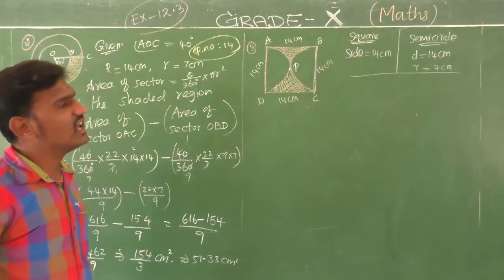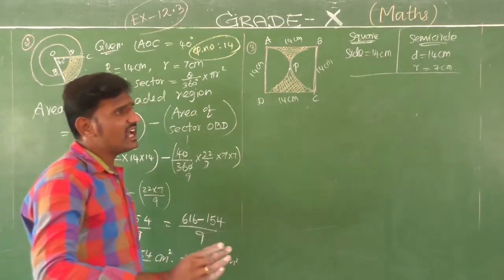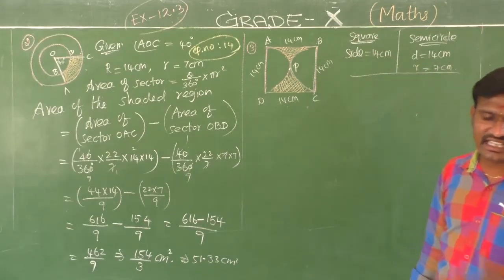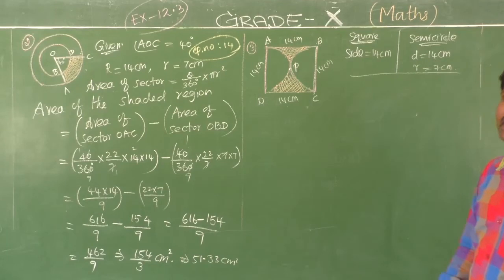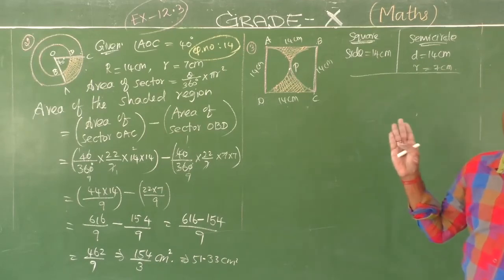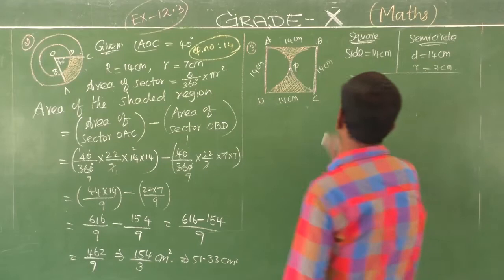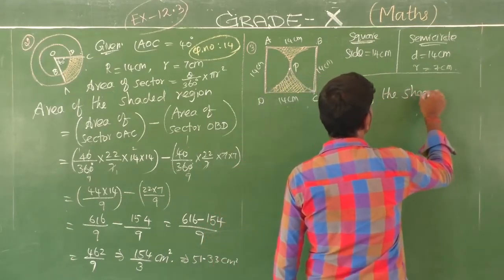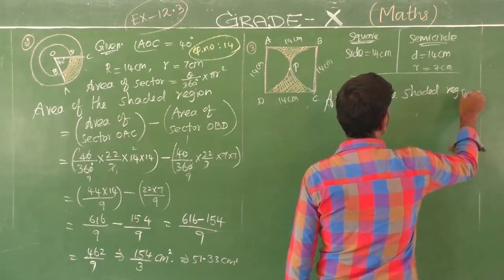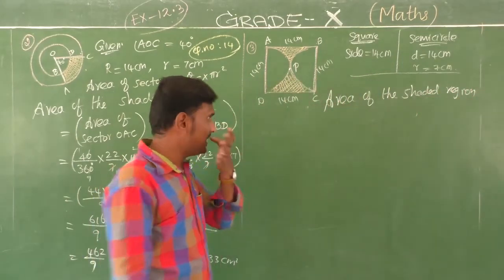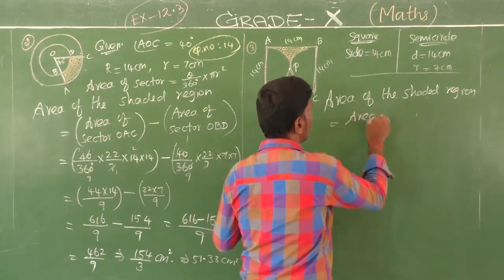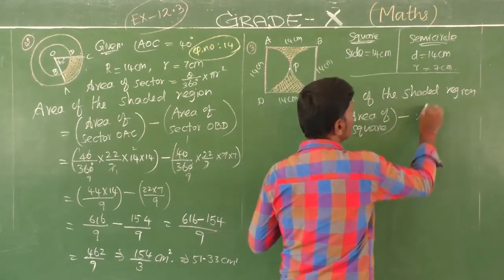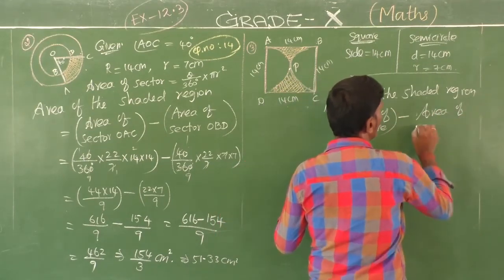Now what is the given question asking you? Find the area of the shaded region. So it is very simple to find. Area of the square minus area of the, how many semicircles are available? 2 semicircles. Okay. So area of the shaded region is equal to area of square minus area of 2 semicircles.